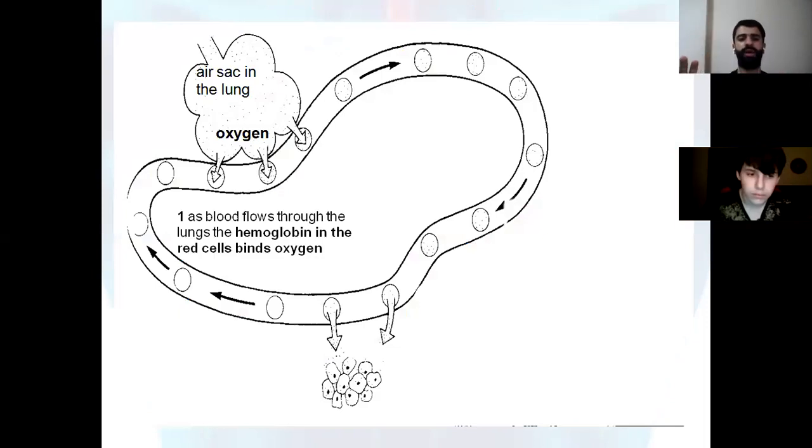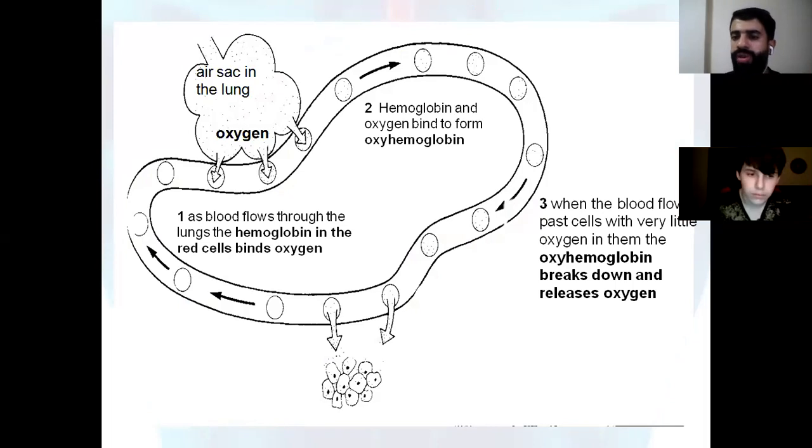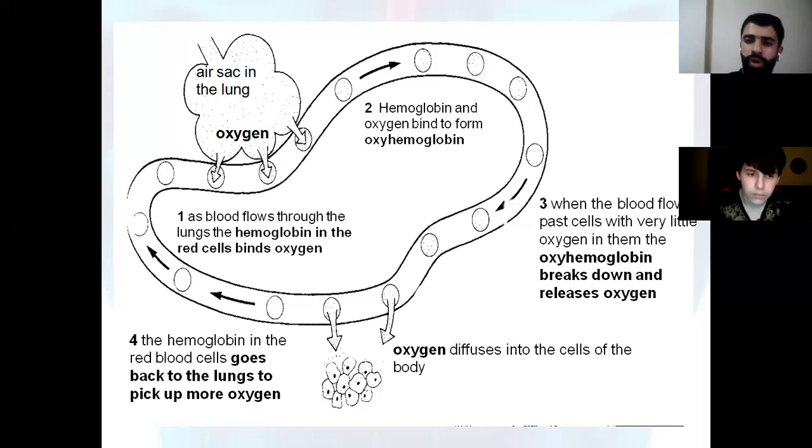So this is the cycle. In the first step, the blood will flow through the lungs. The hemoglobin in the red blood cells will bind to oxygen, and the binding of hemoglobin to oxygen will form oxyhemoglobin. When the blood flows past cells with very little oxygen in them, the oxyhemoglobin will break down and release the oxygen for the cells. Oxygen diffuses to the cells of the body, and the hemoglobin will go back to the lungs to pick up more oxygen and form oxyhemoglobin to distribute to the cells, and so on.